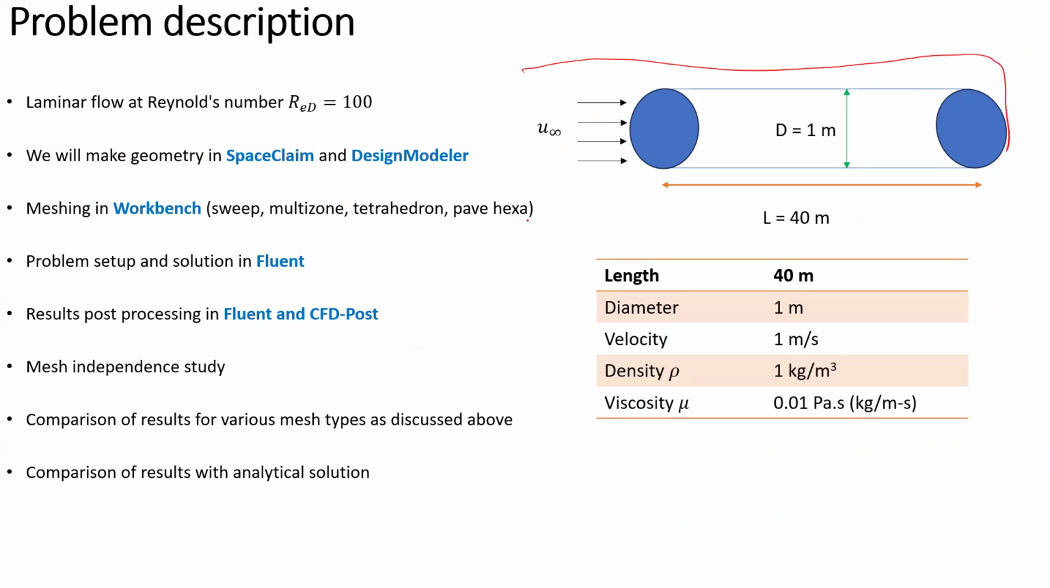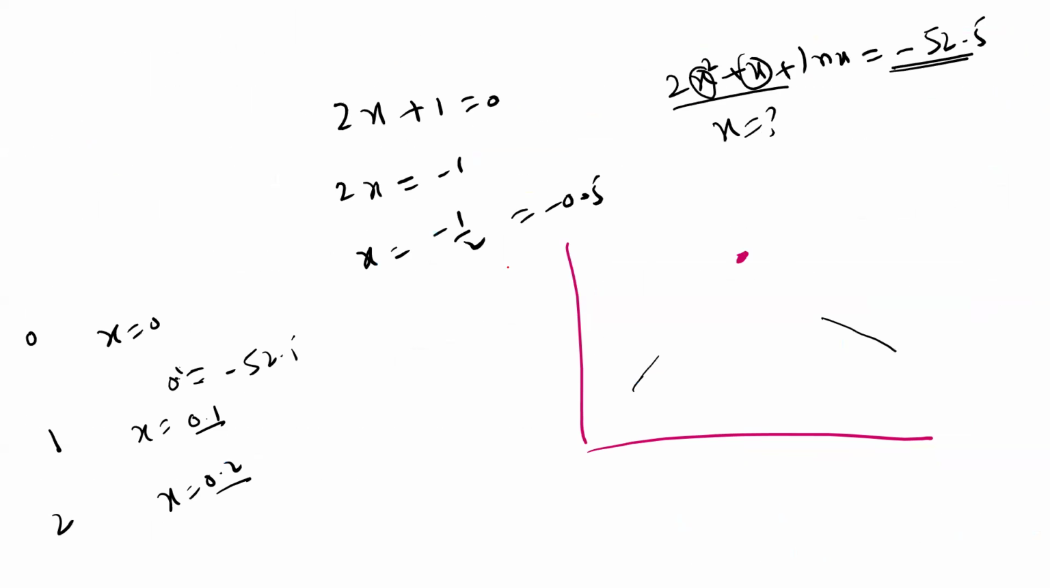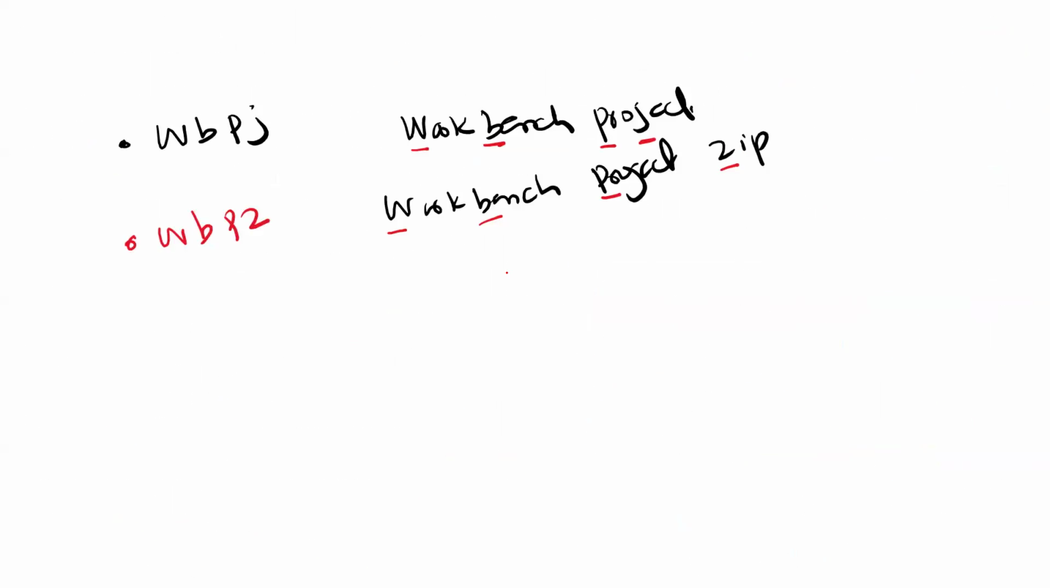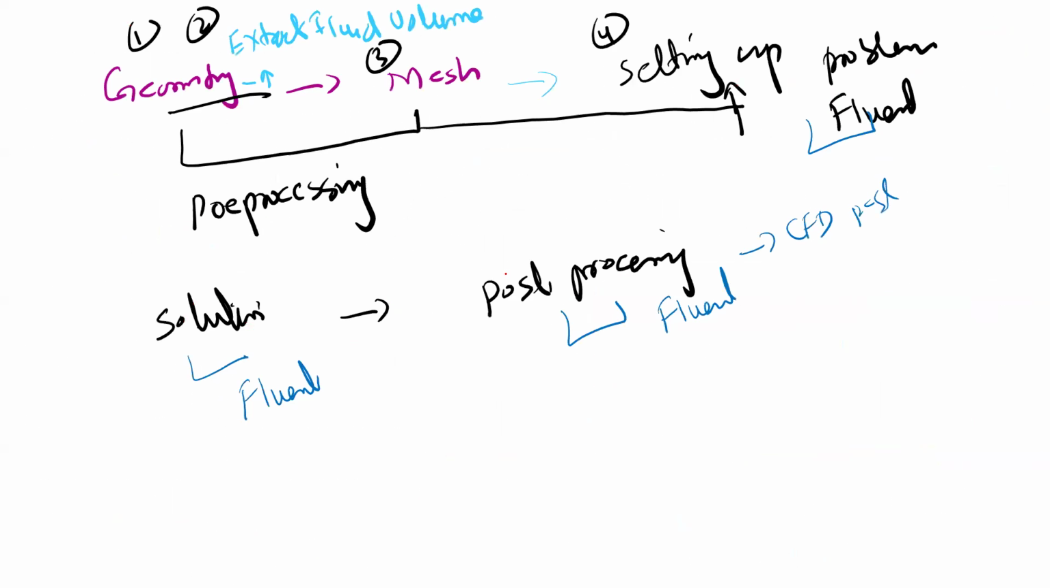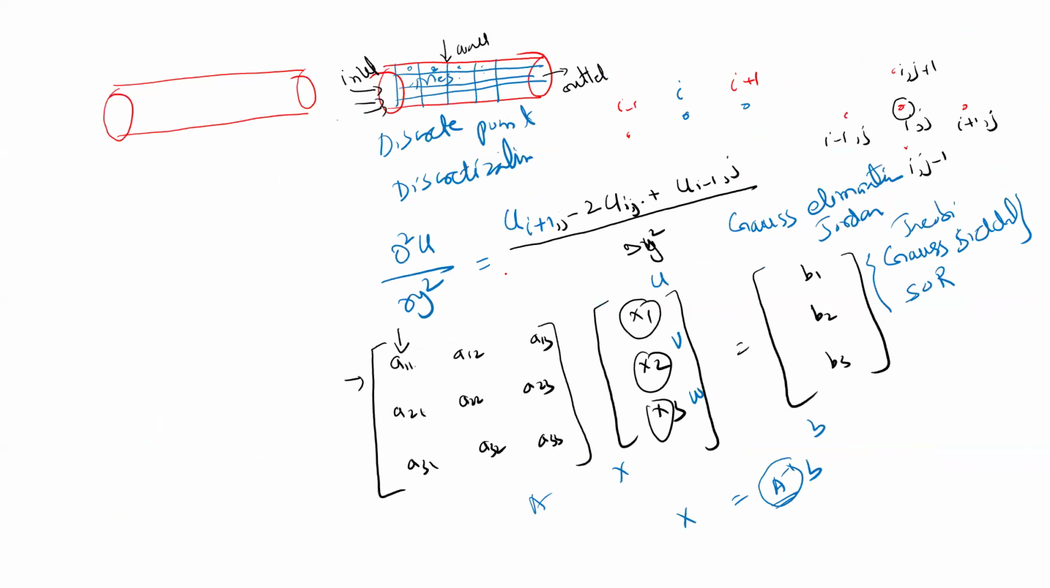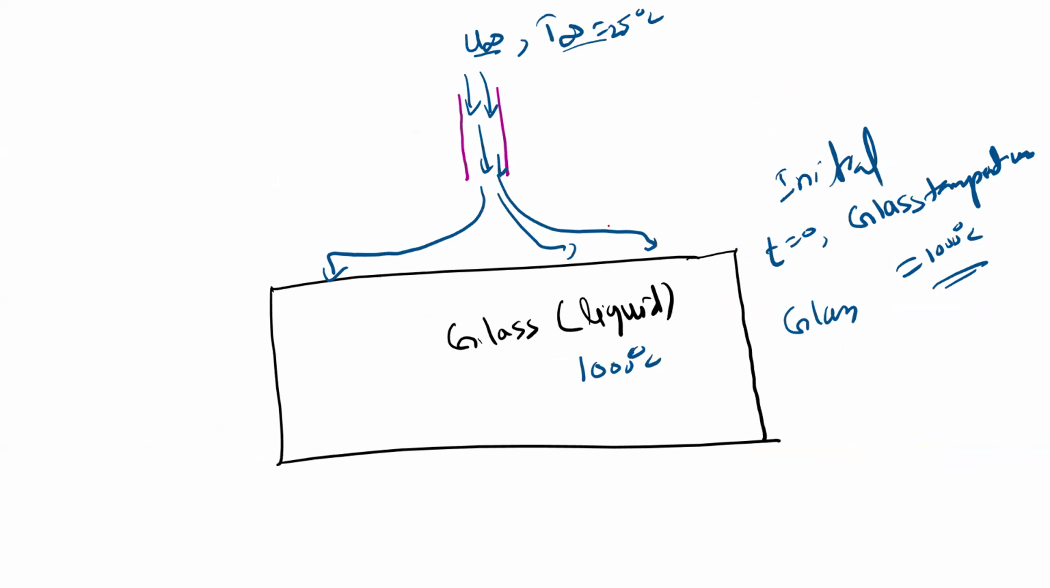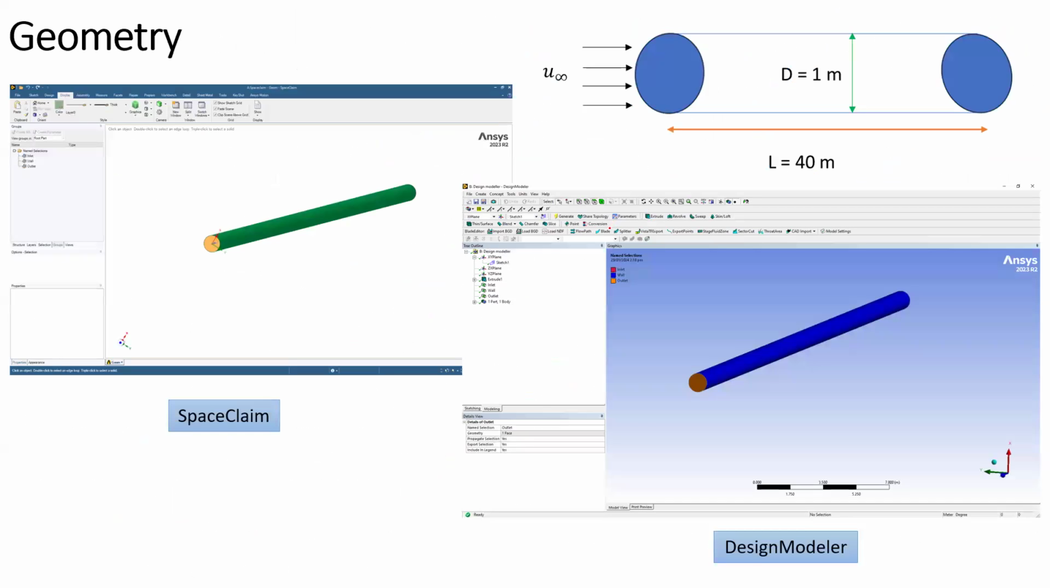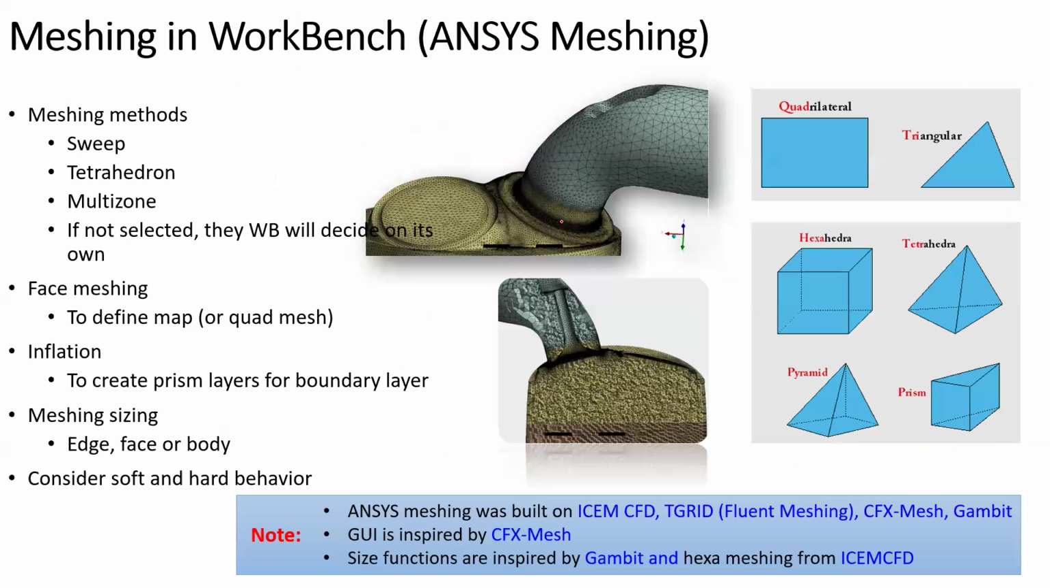So then finally we come up with this definition. This definition is based on the given problem and based on the theoretical analysis. And then we made the geometry in the Design Modeler and also inside SpaceClaim. Okay, and then we have the geometry here, and the meshing part requires some discussion. So we discussed the different options available in the ANSYS meshing.